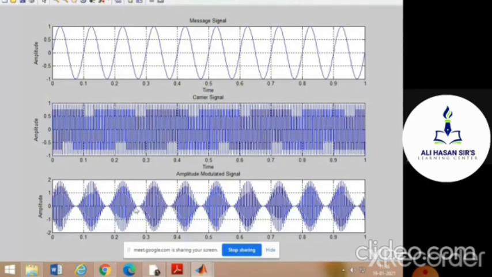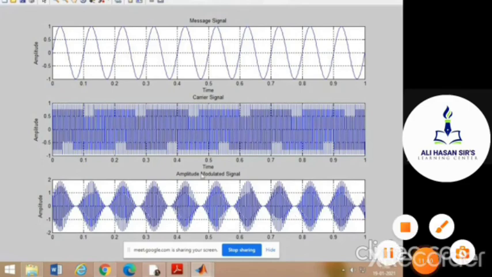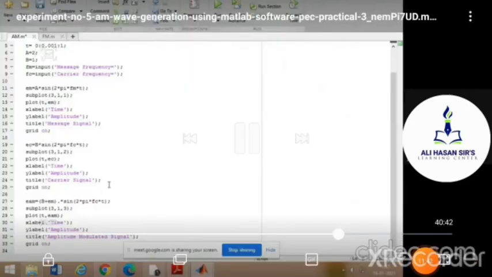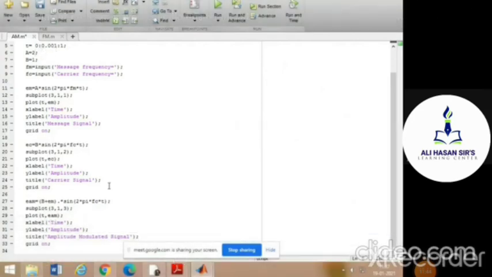the horizontal axis. Okay, now we're going to see the third case, that is over modulation, where the value of m is greater than 1. Now I have put the value of A as 2 and the value of B as 1, and we know the formula of modulation index is Vm upon Vc. So here the value of the modulation index will be 2.